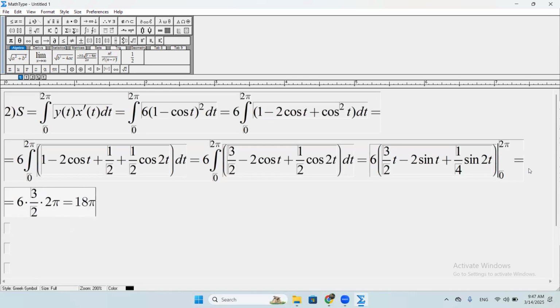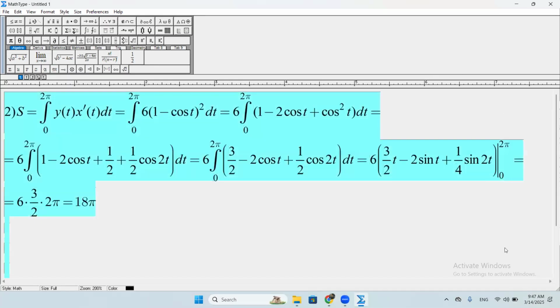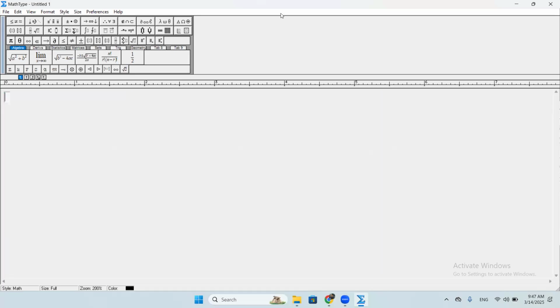Any questions about this exercise? No. Okay, if no questions, let's move next.